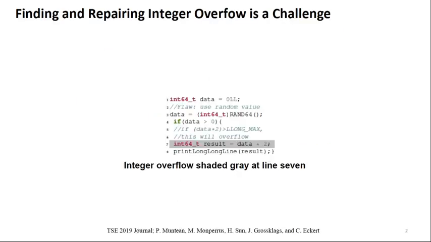First of all, detecting and finding integer overflows in C source code is a hard problem. As we can see in this example here, data is multiplied by 2 and potentially the result cannot be held in the variable result, such that this can overflow.